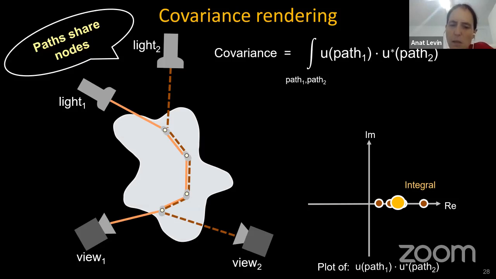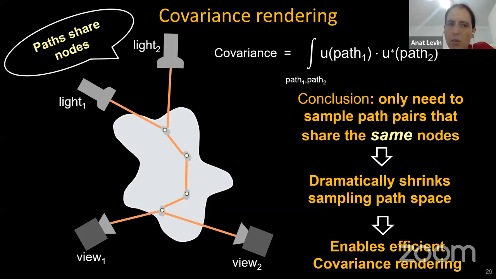So essentially, and this is the most important observation of this work, in order to compute this covariance integral, we don't really need to look at all pairs of paths, but it's enough to look at pairs of paths that share all their nodes. This is a very important property because it really reduces the space of paths that we need to sample, and it makes the Monte Carlo rendering algorithm much more efficient. It drastically reduces the variance that you get when you compute such an integral.